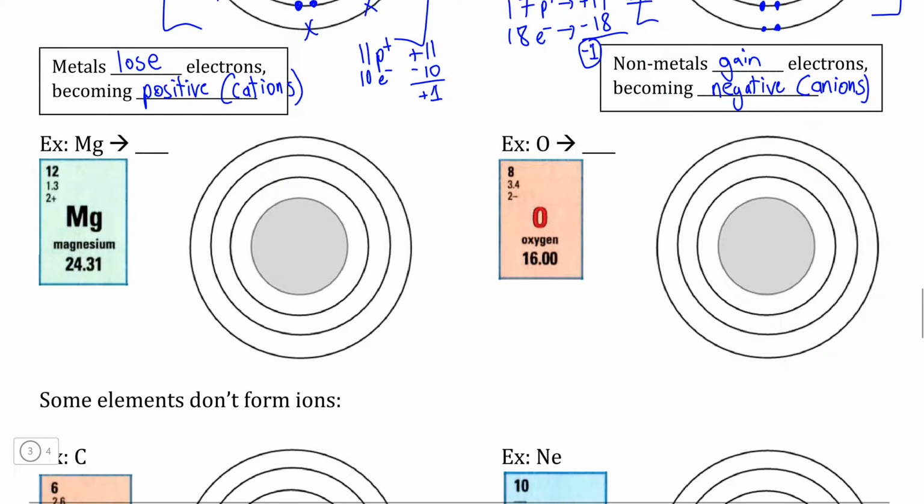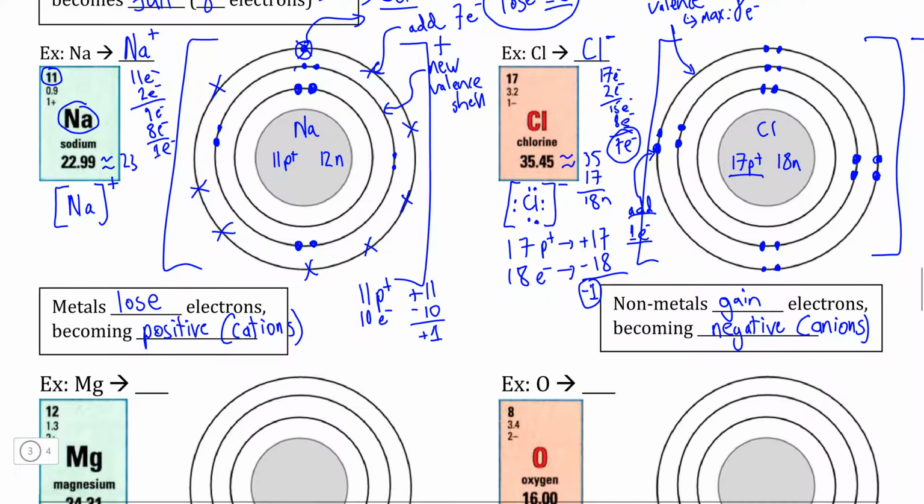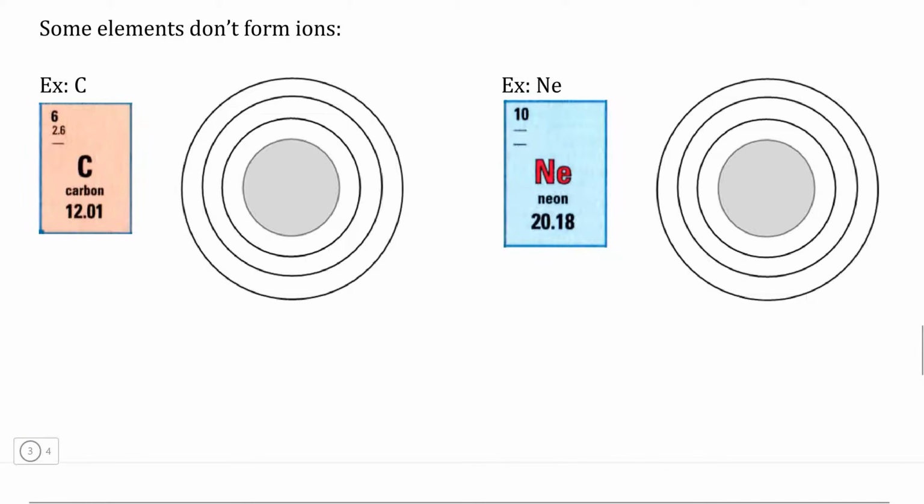So before you move on to the last video in this series, take a look at the periodic table entries of magnesium and oxygen. Draw the Bohr-Rutherford and Lewis diagrams of the element first, and see if you can identify by looking at the valence shell which one is going to lose electrons and which element is going to gain electrons in order to form an ion, and then finish your review by drawing the ion form of the Bohr-Rutherford diagram and the Lewis diagram for each of these two elements. And in the final video in this series, we're going to look at two situations of elements that do not form ions at all.